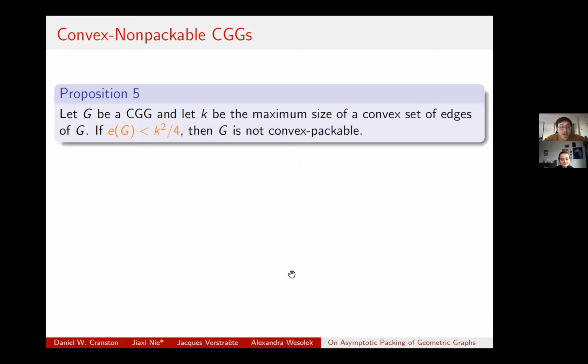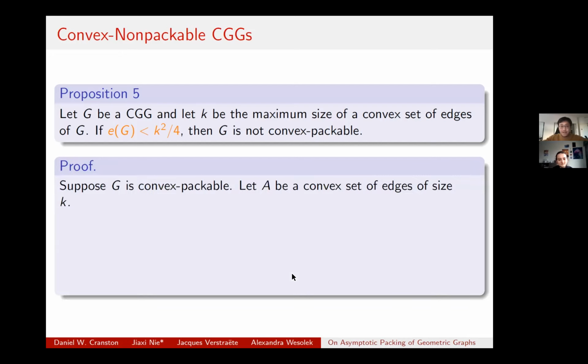This proposition says if G is a CGG and K is the maximum size of a convex set of G, and if the number of edges in G is less than K squared over 4, then G is not convex packable. Let's first prove it using our average length lemma. So the first step is we assume it is convex packable, and we let A be a convex set of edges of size K.